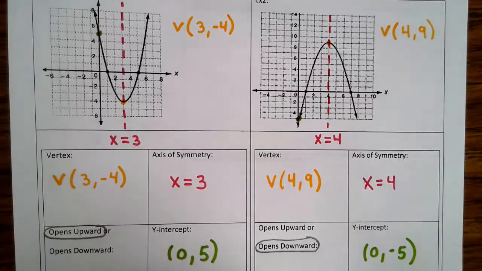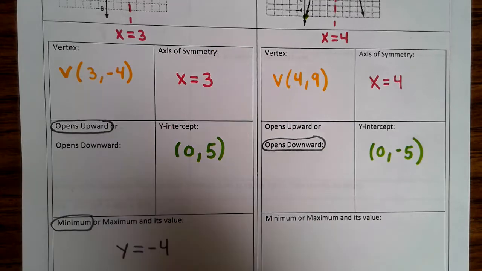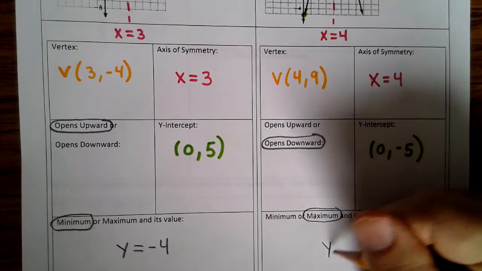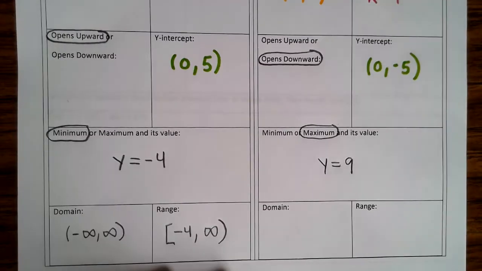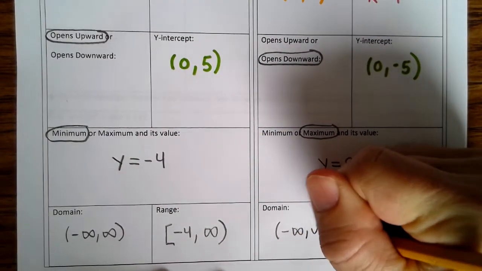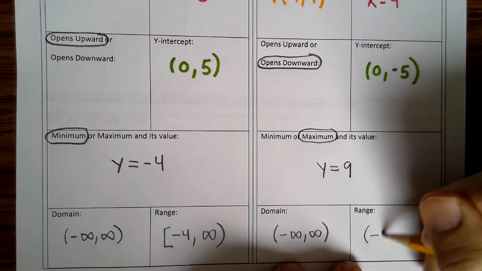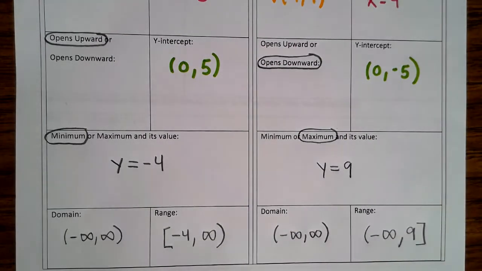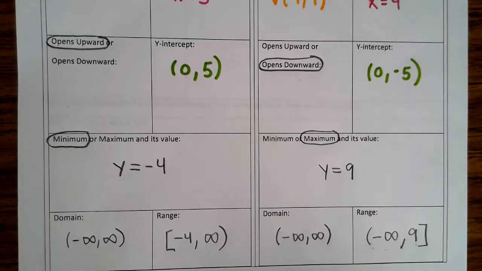Now, in this case, it's a maximum, and it's the y value of the vertex, so y equals 9. Now, the domain for quadratics is real simple, -infinity to +infinity, and the range in this case is -infinity to 9 bracket. And it's from -infinity because it opens downward, so you're coming from -infinity, stopping at 9. All right, so finish up example 2.